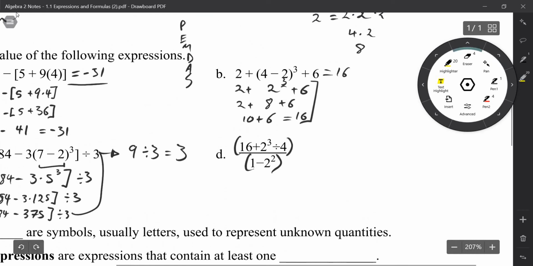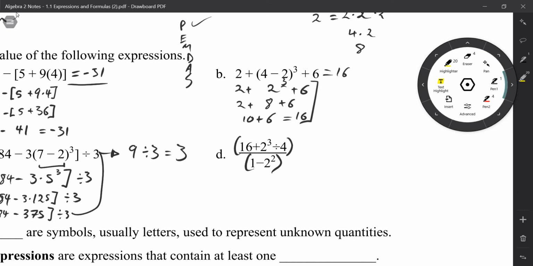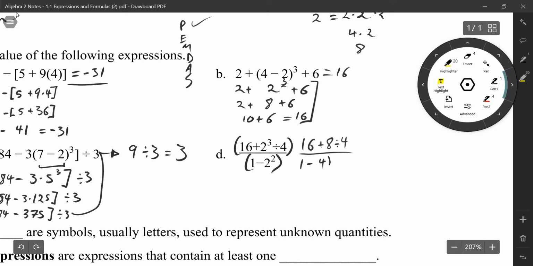Perfect, right here. So parentheses, that's what we're dealing with right now. So we've already found ourselves within parentheses. Exponents, we actually have one on the top and the bottom. Perfect. So 16 plus 2 to the third. 2 to the third is going to change into, let's see, 2 times 2 is 4 times 2 is 8, plus 8 divided by 4 all over 1 minus 2 squared is just going to give us 4. And remember, the reason that we're dealing with these independently is because they're within parentheses by themselves.